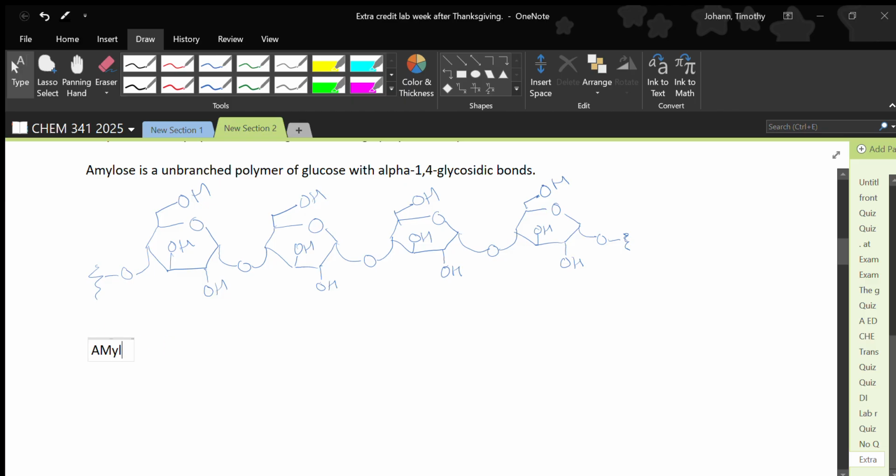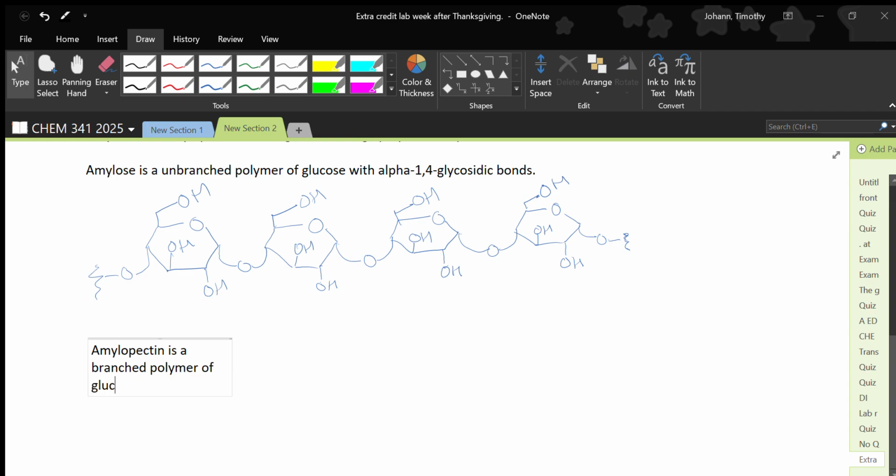Amylopectin is a branched polymer of glucose. The main chains are made up of glucose residues with alpha 1,4 glycosidic bonds.